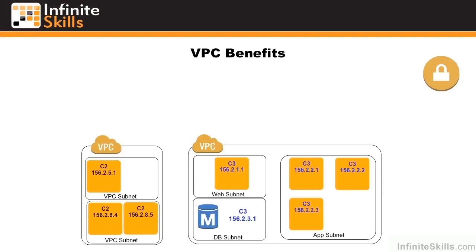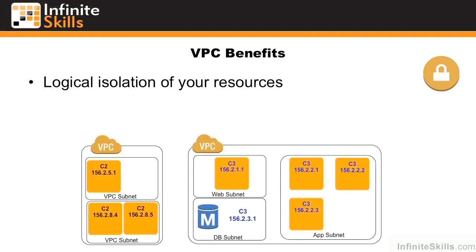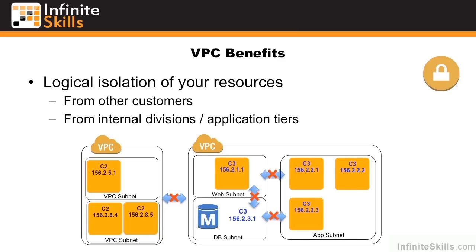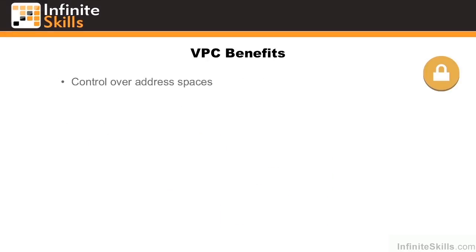Here again, we see 2 customers, C2 and C3. They've isolated their resources from each other, and customer 3 has isolated their resources from individual divisions or application tiers. Many times when you're deploying an application, the NetSec requirements will require that, for example, the database is on a separate subnet. VPC allows for this, whereas Amazon Classic does not.